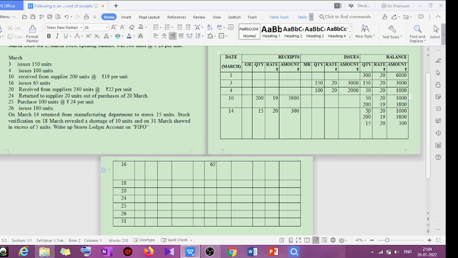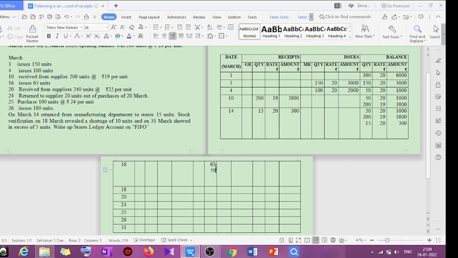Okay. Now see the slots here. So this is the FIFO method. Take from the first. That is first in, first out. Okay. So from this slot, see this particular column. First we have given 50. Rate is 20. Amount will be 1000.